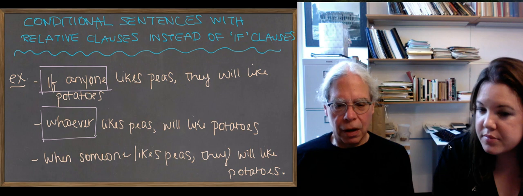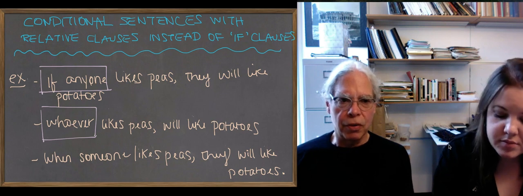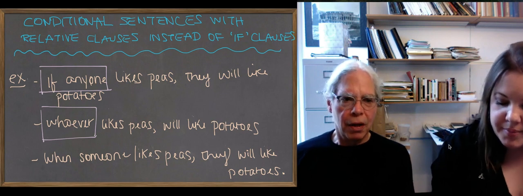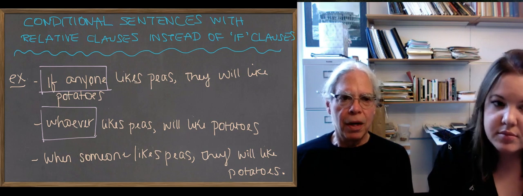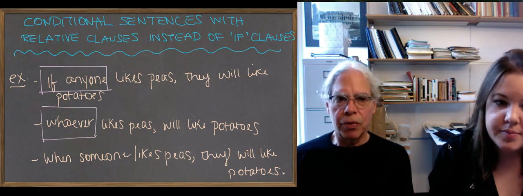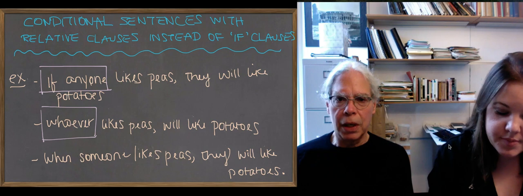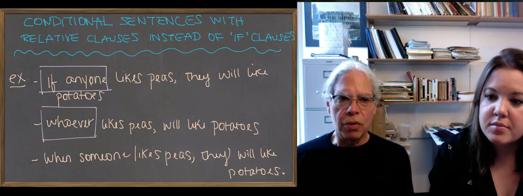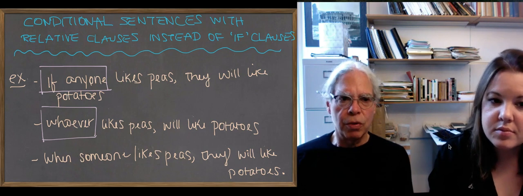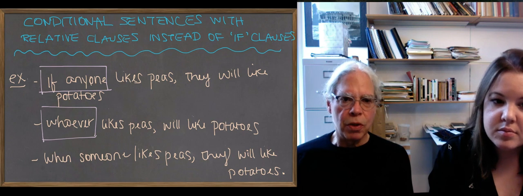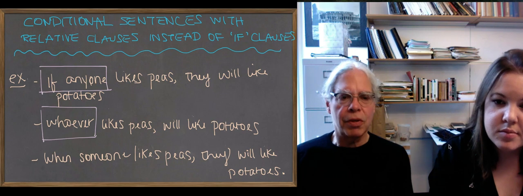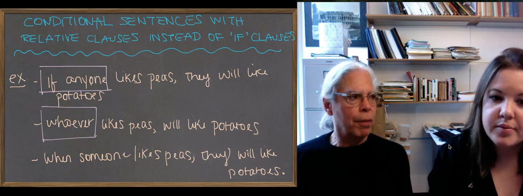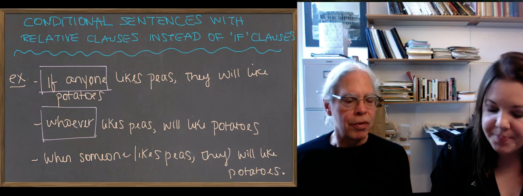So there are conditional sentences, even in English, in which you use a relative clause. And you're giving an example on the blackboard there. If anyone likes peas, they will like potatoes. There's if. Notice the word anyone. So it's mainly sentences in which you can use anyone that you switch to a relative. Whoever likes peas will take potatoes. Okay, that is a conditional sentence. I don't think we're necessarily used to thinking of it that way, but from the point of view of Greek, it sure is a conditional sentence.